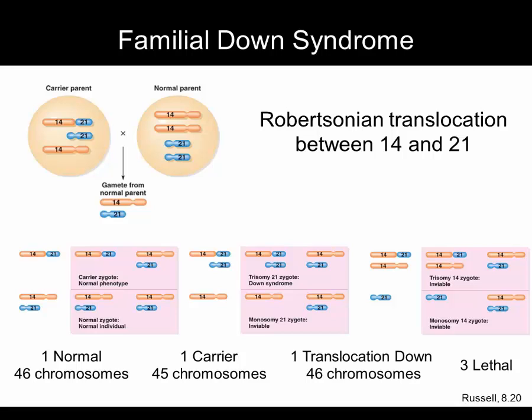Out of 6 possible offspring, 1 has a normal set of chromosomes, 1 carries a Robertsonian translocation but is phenotypically normal, 1 has Down syndrome, and the remaining 3 are non-viable.